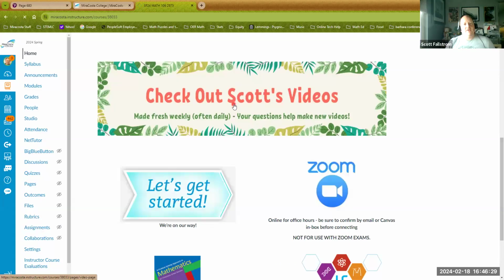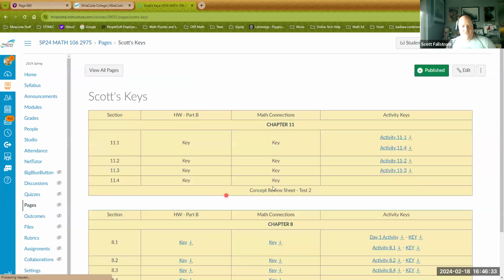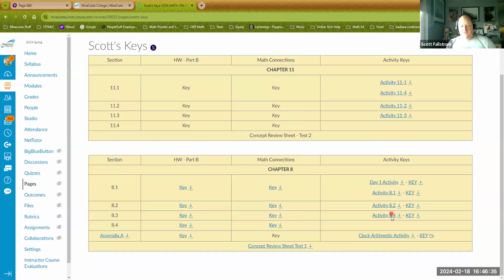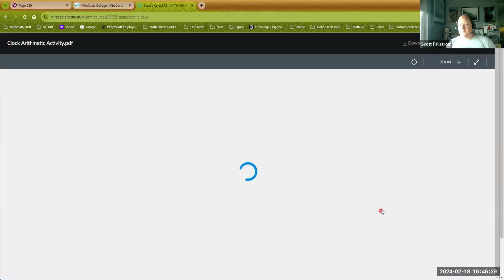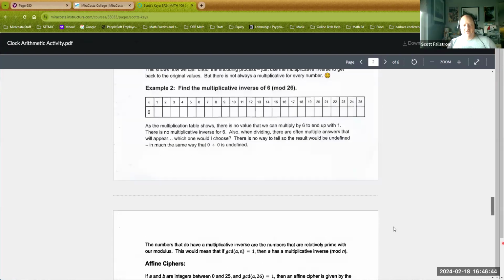Where do I want to be? I'll just go to Scott's Solutions. And this was the clock arithmetic activity. On the clock arithmetic activity, there were problems at the end that were kind of similar to this.